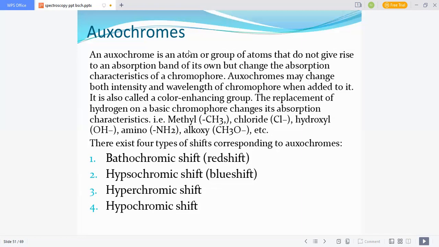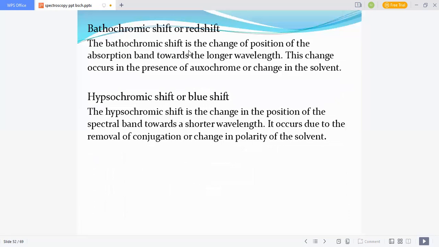There exist four types of shifts in the presence of an auxochrome: bathochromic shift or red shift, hypsochromic shift or blue shift, hyperchromic shift, and hypochromic shift. Move to next slide.